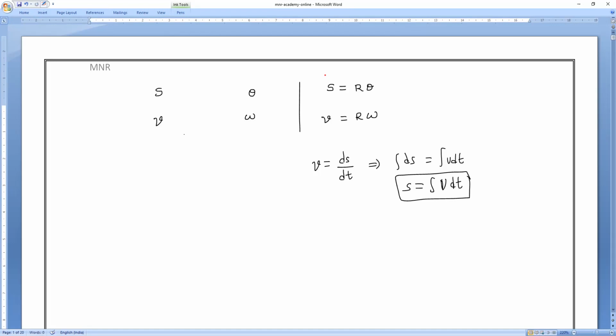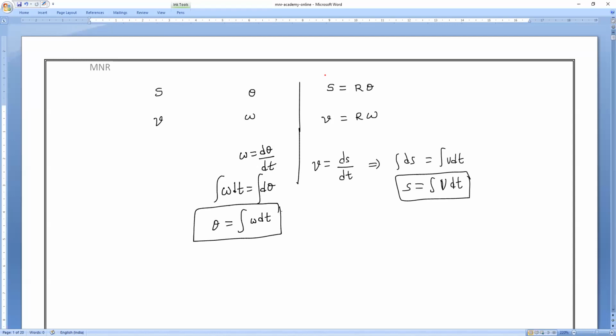Same way, what is the angular velocity formula? Omega is d theta divided by dt. If I apply integration, omega dt is equal to d theta. Integrating both sides, integration of d theta is theta. So theta is equal to integration of omega dt. This is what we have studied till last class. All of you remember.